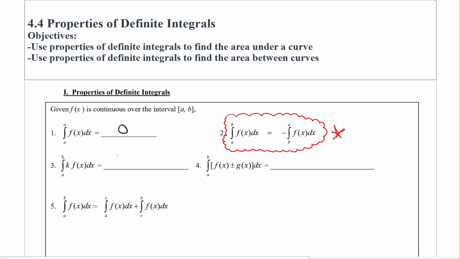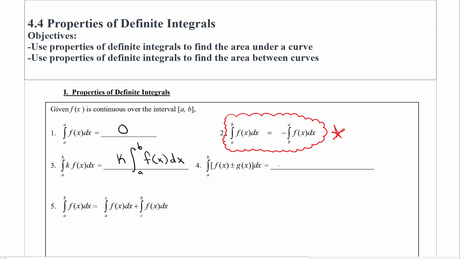Our third property says the integral from a to b of k f of x dx is equal to k times the integral from a to b of f of x dx. So this basically states that we can factor out the constant k and it will not affect the value of the definite integral.